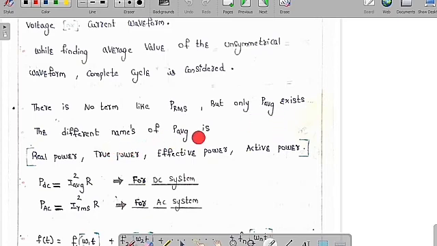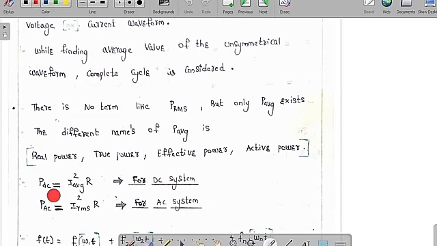There is no term like P RMS, only P average exists. There is nothing like an RMS power, only average power. The different names of the average power are real power, true power, effective power, and active power.